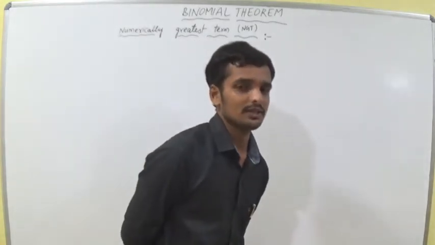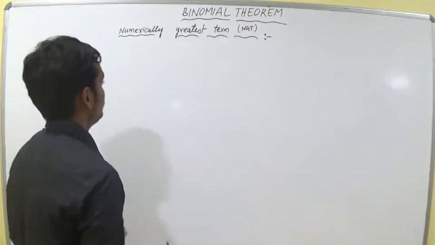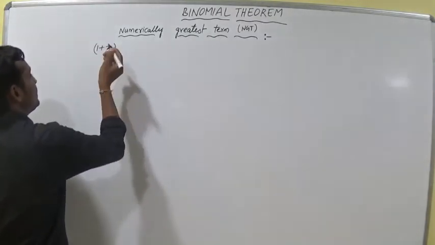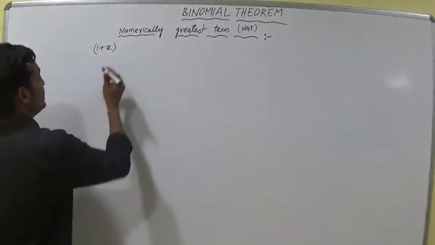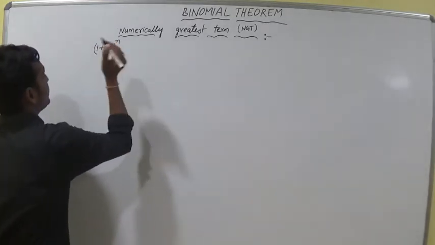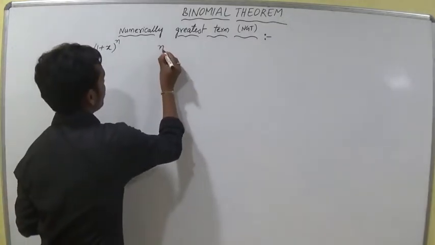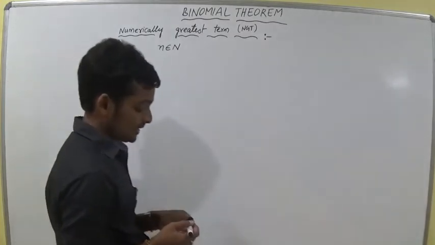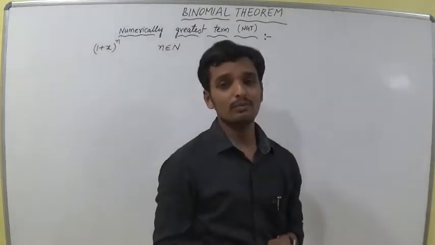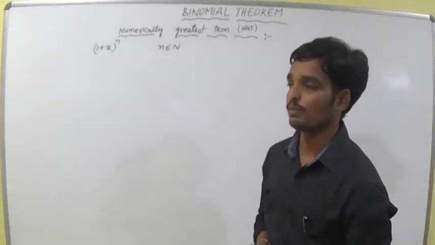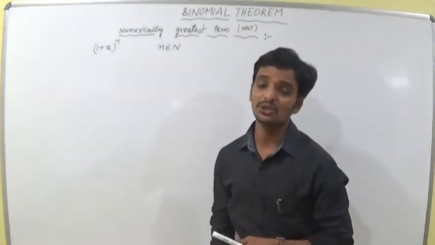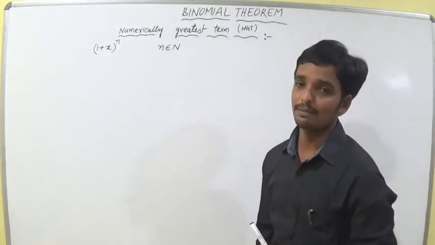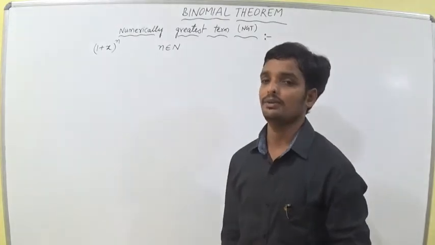So we will start. For example, 1 plus x is a binomial term raised to the power n. Here n, we know very well, is a natural number. So we know that n is a positive integer. Positive integers are called natural numbers. So in (1 plus x) whole power n, n belongs to capital N, the natural numbers.